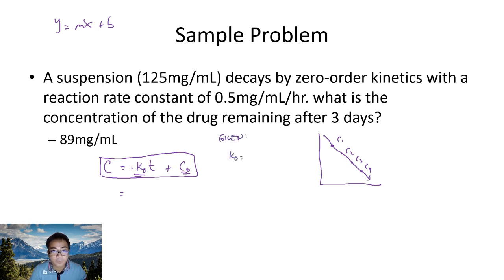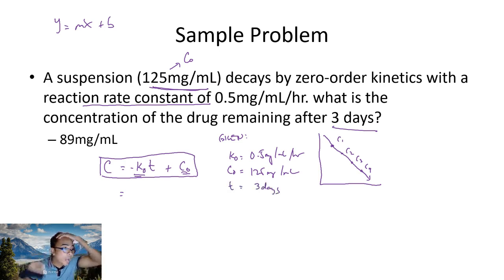The K sub 0 would be equal to a reaction rate constant of 0.5 milligram per ml per hour. A suspension, 125 milligrams per ml, this will be my C sub 0. That's my concentration at 0 time, so that's 125 milligram per ml. What's the concentration of drug remaining after 3 days? So my time here is 3 days.